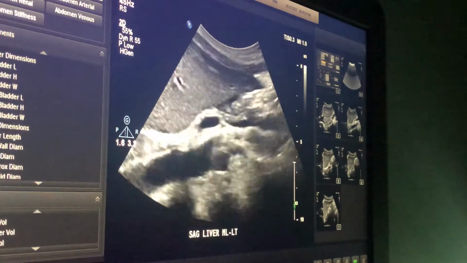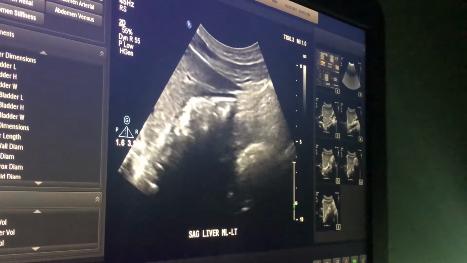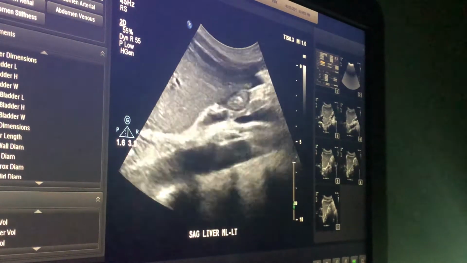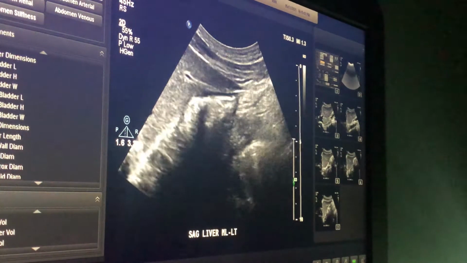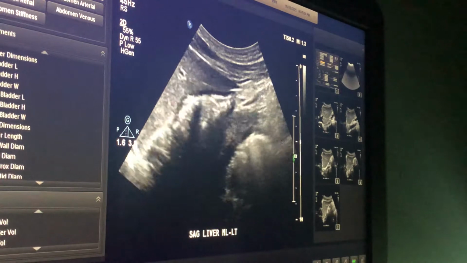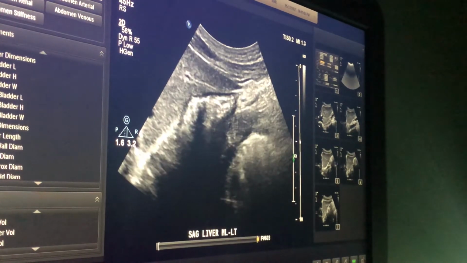And lastly, I'm going to look at this left tip here to make sure there's nothing pedunculated off. Sweeping through and it looks good, so I'll take the quick picture right through there. Breathe.